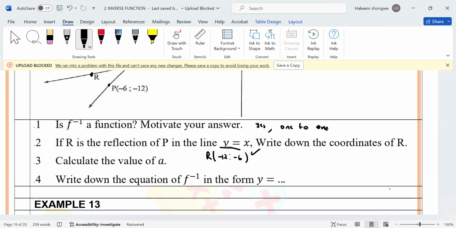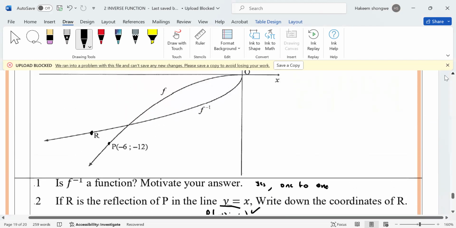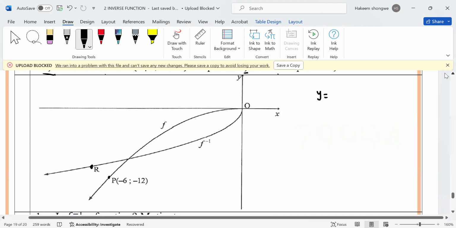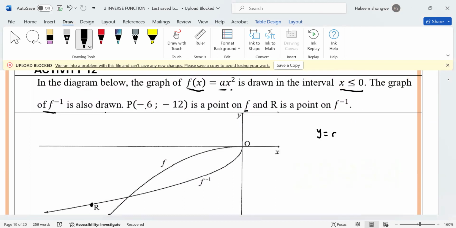Calculate the value of a. Now, what does the equation say? You have y, which is going to be equal to ax squared. Again, it's equal to ax squared. Now, which point are you going to use here? Are you going to use point P or point R? You're going to use point P again.